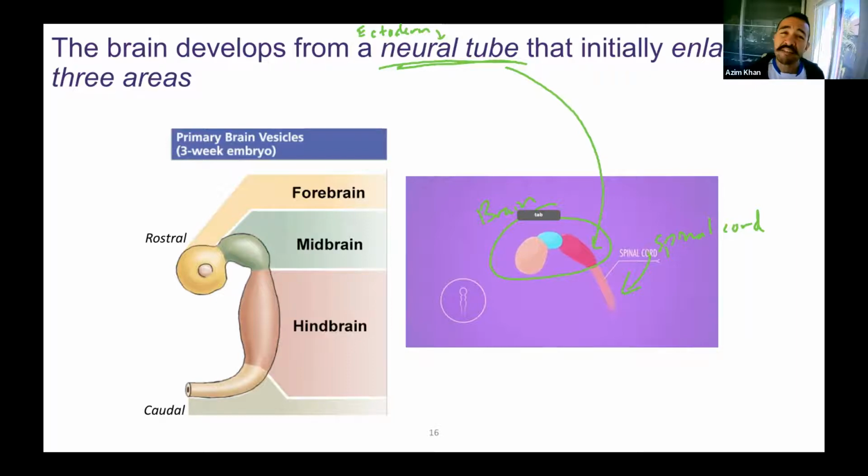We can roughly divide up this tube into three areas where the brain is developing. That roughly develops into a forebrain, because it's in the front, midbrain in the middle, hindbrain, it's in the back, and then the rest of it is the spinal cord.